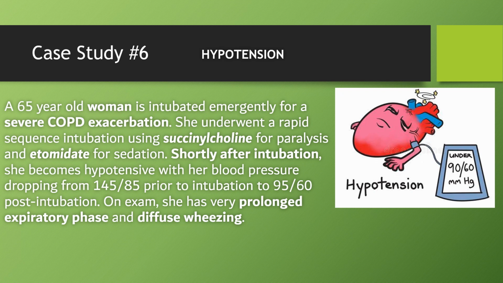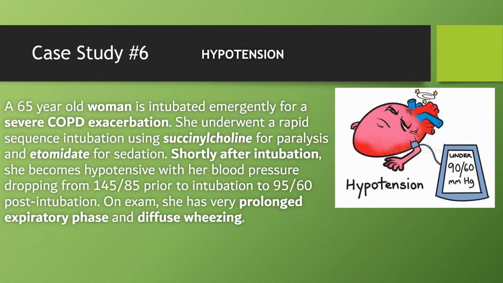So our case study deals with a 65-year-old woman intubated emergently for a severe COPD exacerbation. She underwent a rapid sequence intubation including succinylcholine for paralysis and etomidate for sedation. Shortly after intubation, she becomes hypotensive, with her blood pressure dropping from 145/85 prior to intubation to 95/60 post-intubation. On exam, she had a prolonged expiratory phase and diffuse wheezing.